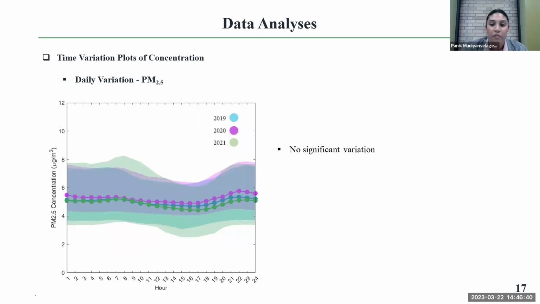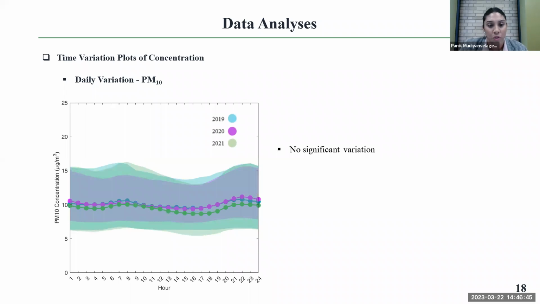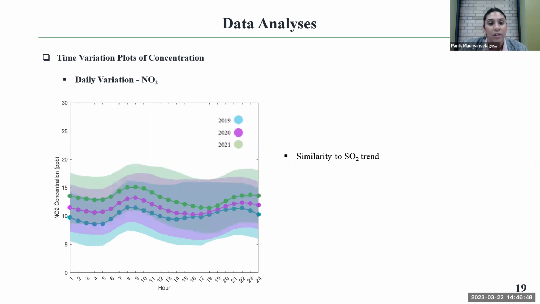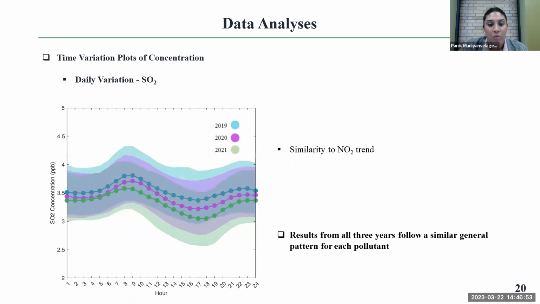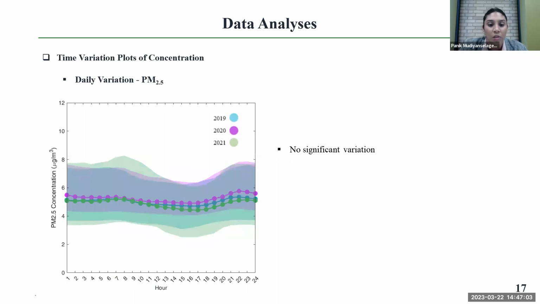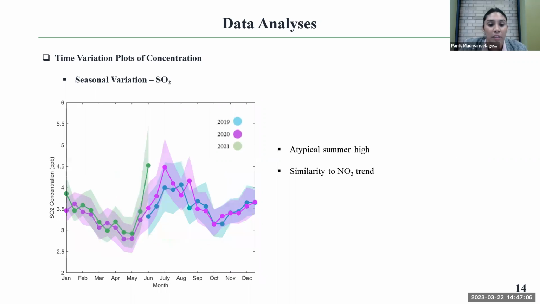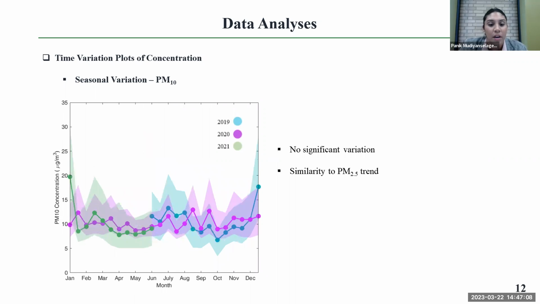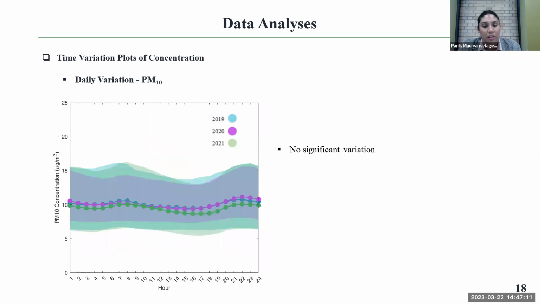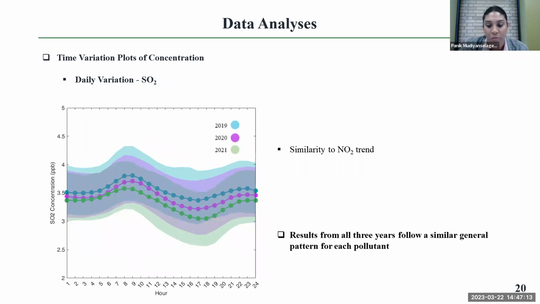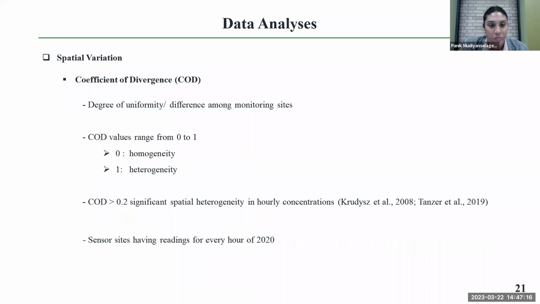Okay, and then PM 2.5, again, we don't see much of a significant variation. Same goes for PM 10. And then NO2 is interesting because we see a double peak trend, which is similar to SO2. But an important takeaway is that all the results that we see for all 3 years, for each pollutant, follow the same basic trend. So that was interesting in terms of sensor performance, which reassured us.